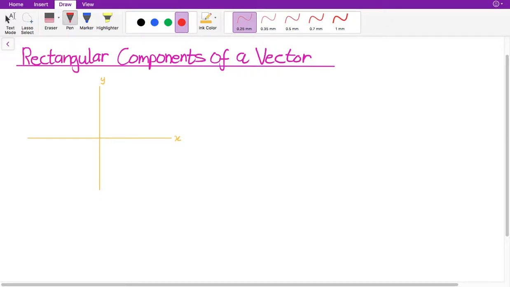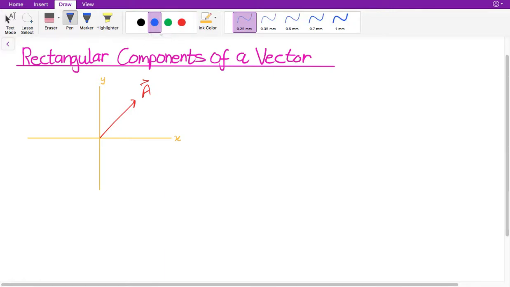Hi everyone, in this video we're going to go over the rectangular components of a vector. And before jumping into any definition, I just want to go over a process and extract as many pieces of information as I can. And I think in that process we'll discover what the rectangular components of a vector really are. So let's begin by drawing some general vector, and let's call it vector A.